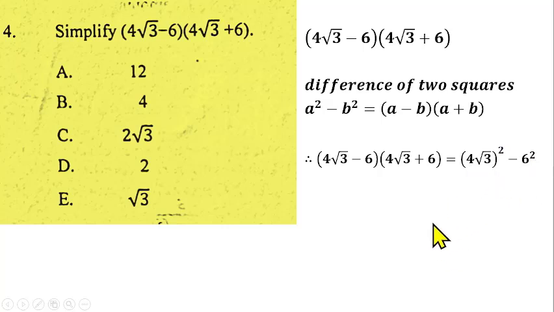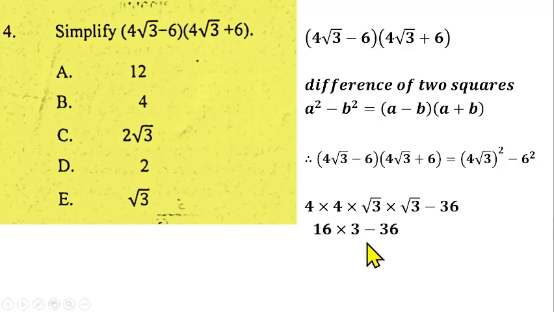So (4√3) squared means 4√3 times 4√3. That will give us 4 times 4 times √3 times √3. Then minus 6 squared, which is 36. From there, 4 times 4 gives us 16, then √3 times √3 gives us 3. So that gives us 16 times 3 minus 36. Then 16 times 3 gives us 48 minus 36, which gives us 12 as the final answer.